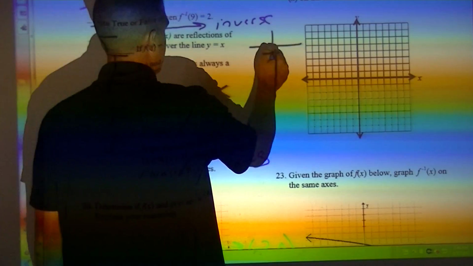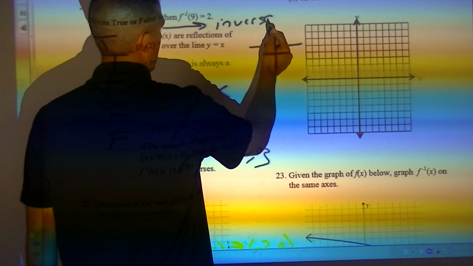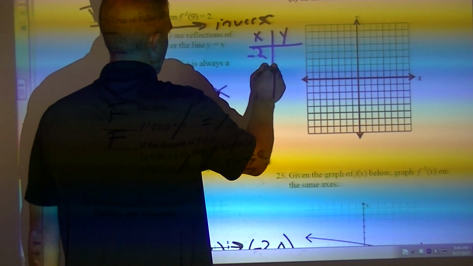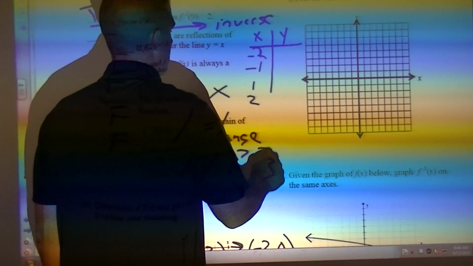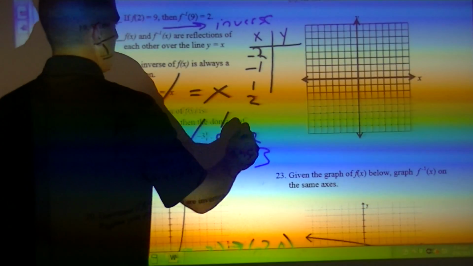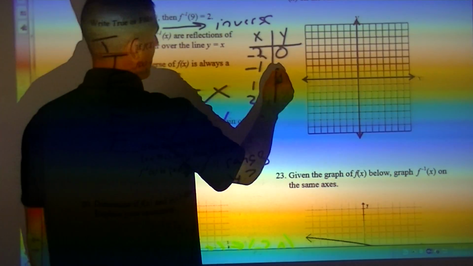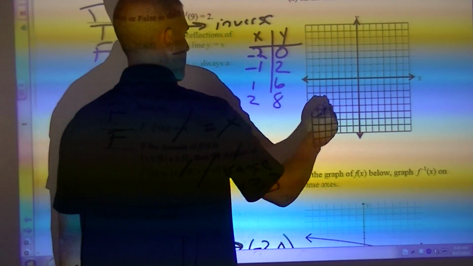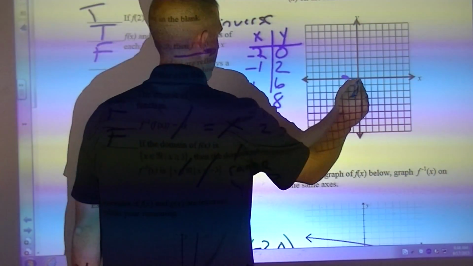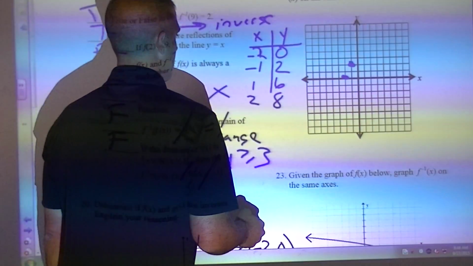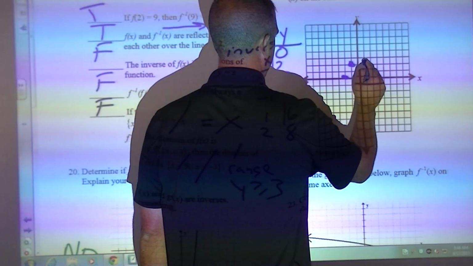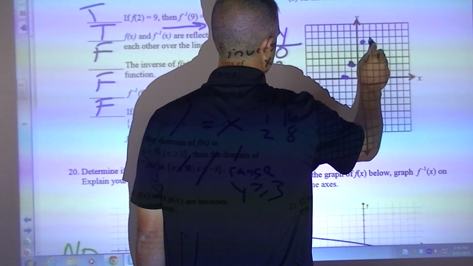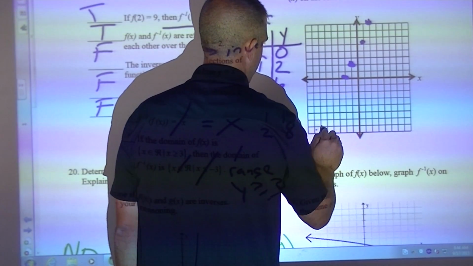Let's say for 2x plus 4, we're going to use negative 2, negative 1, 1, and 2. If I put those in, that would be 0, 2, 6, and 8. So negative 2, 0; negative 1, 2; 1, 6; and 2, 8. So that would be my line.